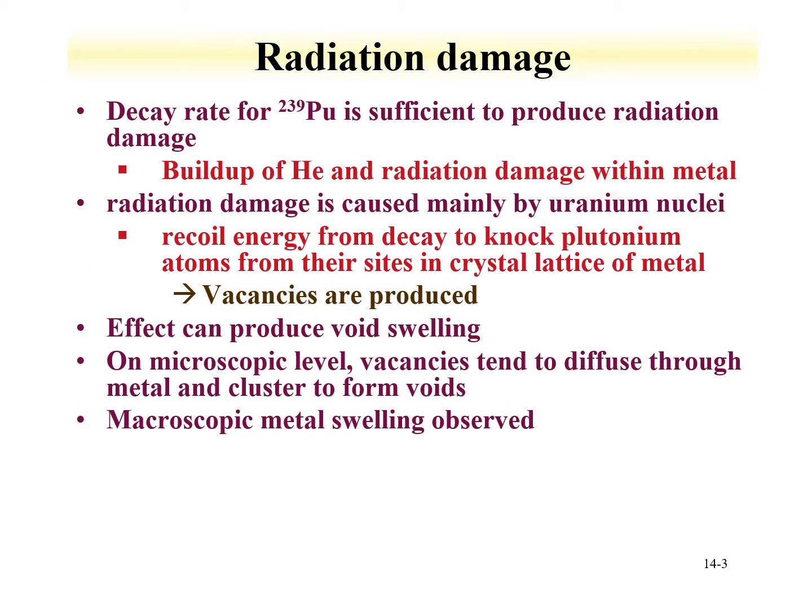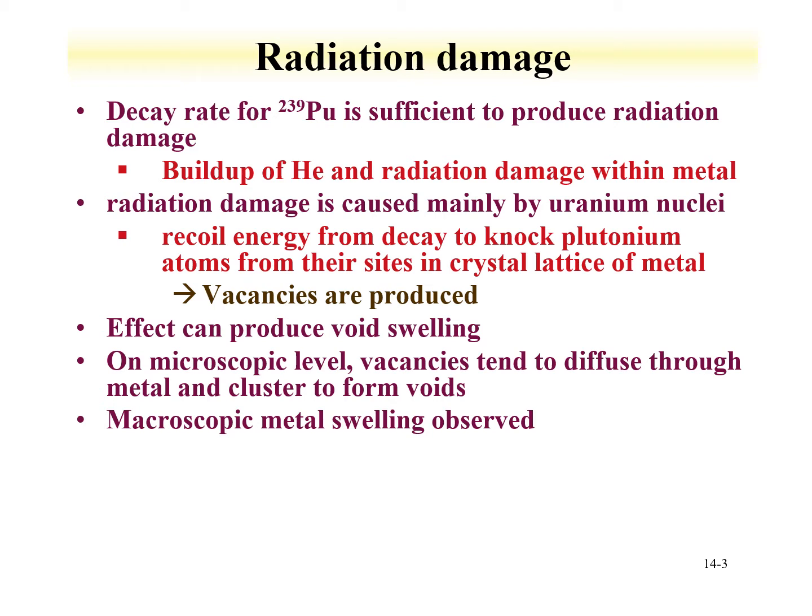So we left off previously discussing plutonium metal. We were discussing corrosion properties, and we want to continue this discussion in the fact that plutonium's radioactive. Radiation damage can be induced in plutonium metal. And the decay rate of plutonium-239 is sufficient for the production of radiation damage, and this can include the buildup of alpha particles or helium in the material and radiation damage due to the emission of the alpha particle and the recoil of the uranium daughter. In fact, the recoil of this uranium daughter is the prime generation of the radiation damage effects.